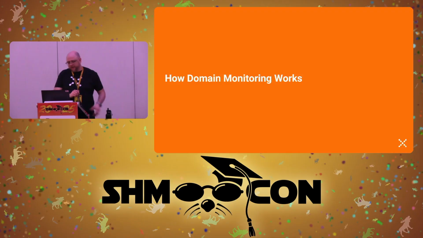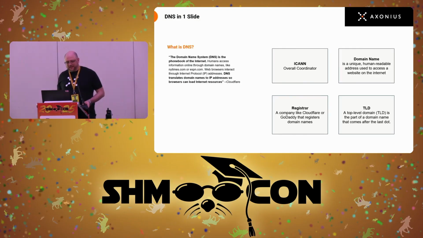Okay, how domain monitoring works. This is basically DNS. So DNS in one slide, what could go wrong? Just briefly, DNS is what translates IP addresses into something you can recognize. There are registrars like GoDaddy, Cloudflare. TLD is the top level domain, so .com, .tech.